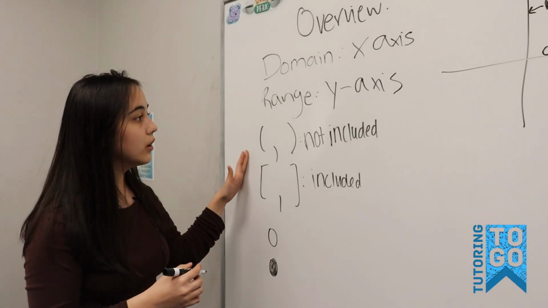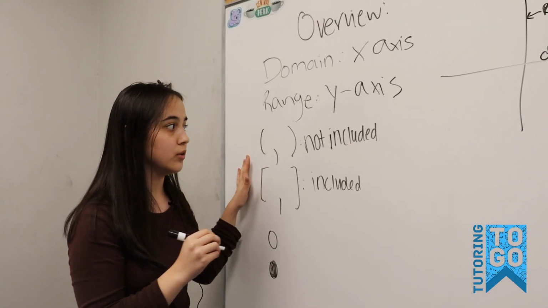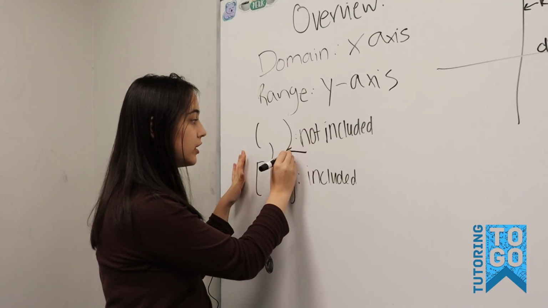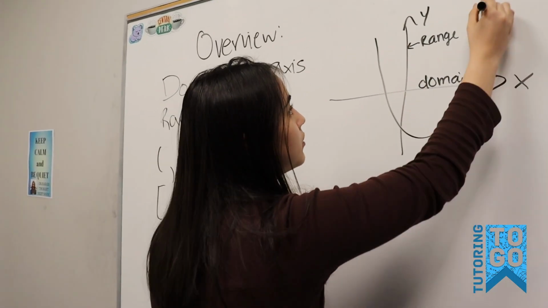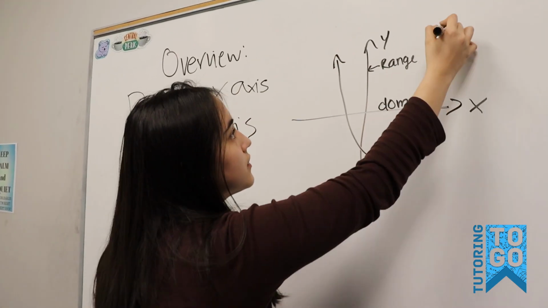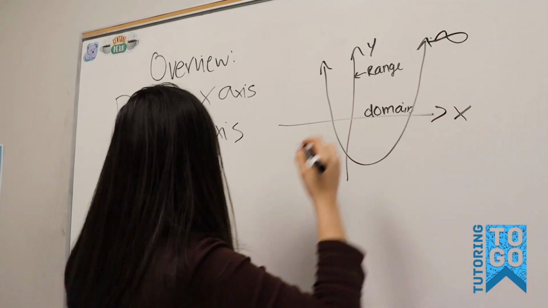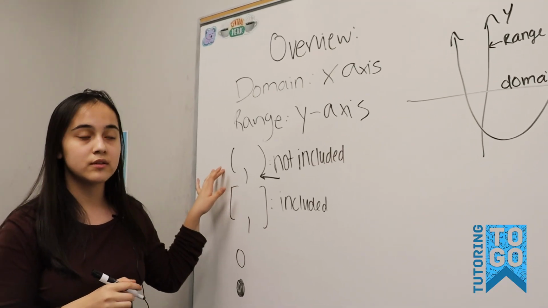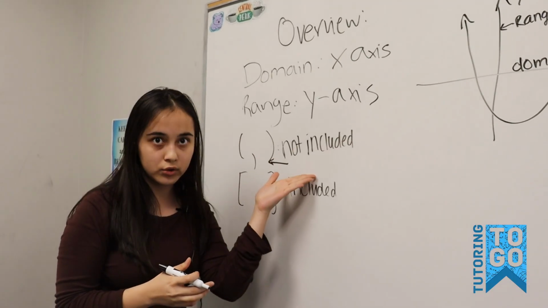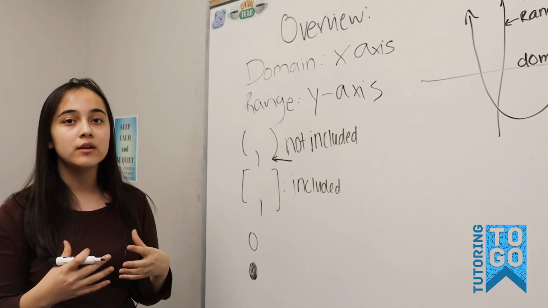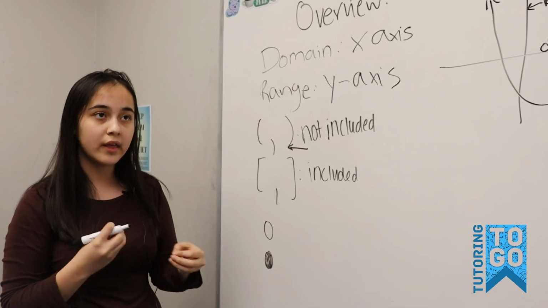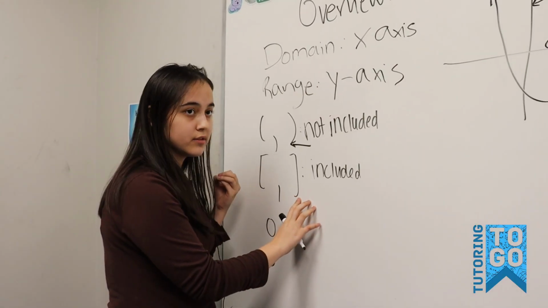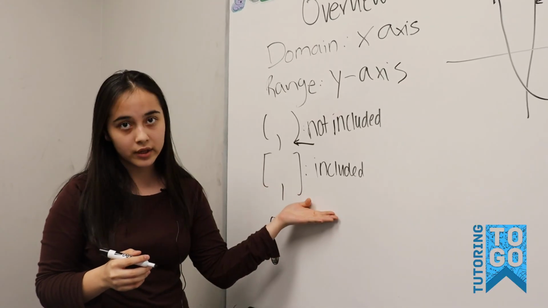So another part of this that is very important to know is that this parenthesis right here is used when, say, a parabola is going up to infinity, meaning that we have to use the parentheses. The parentheses are known for not included things. So because infinity keeps on going, you have to keep on using that and not use the brackets. Brackets are known for including things.